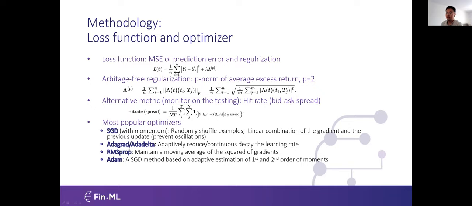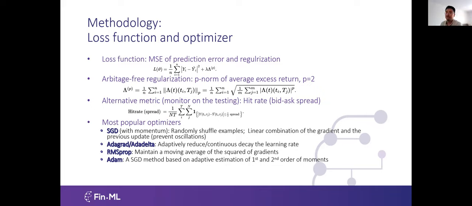Second, I also tried Adagrad, Adadelta, and RMSprop. These are adaptive methods. These optimizers reduce the learning rate by a continuous decay rate. But the disadvantage is that they will eventually get very small learning rates.